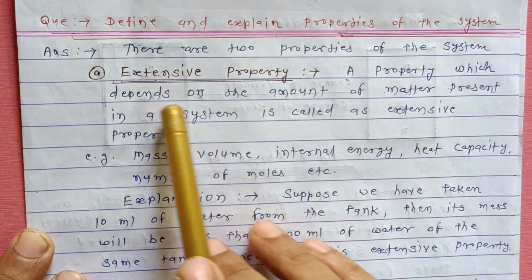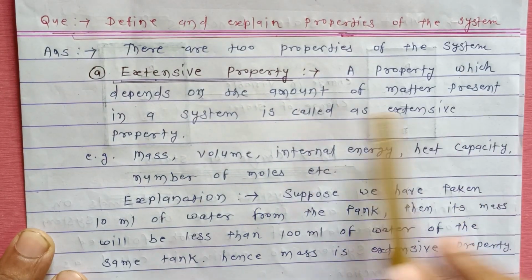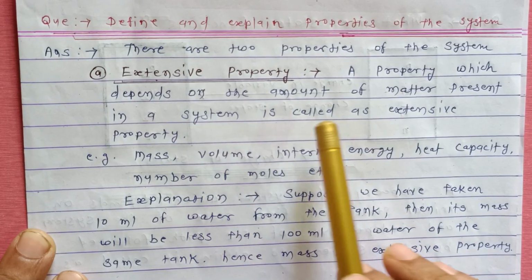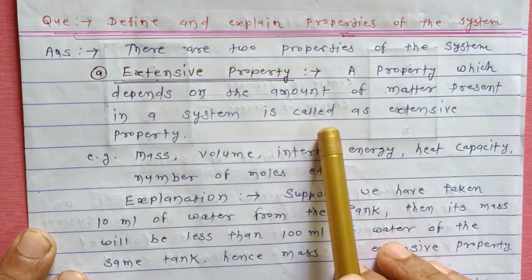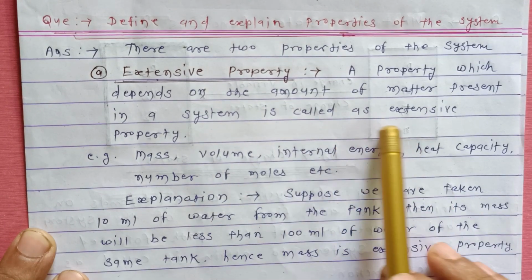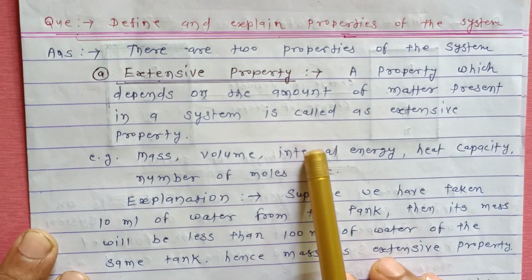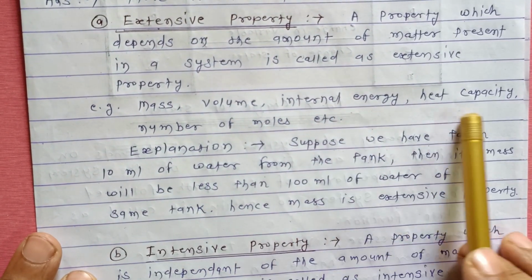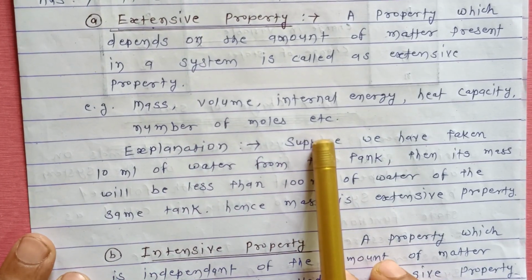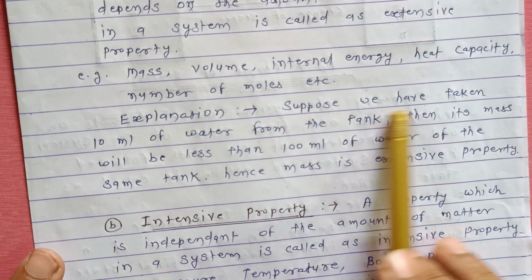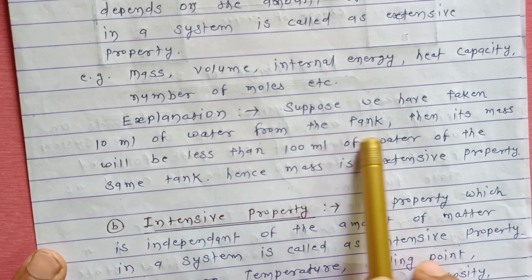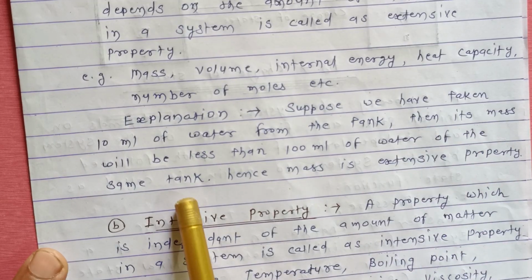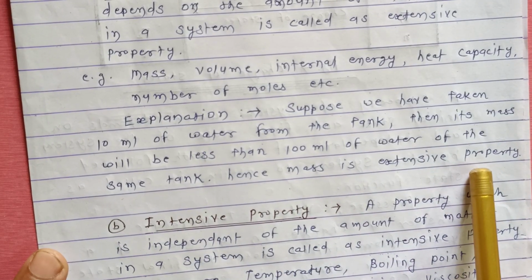A property which depends on the amount of matter present in a system is called as extensive property. Means we can consider a property which depends upon the quantity of matter present in the system, that is called as extensive property. For example, mass, volume, internal energy, heat capacity, number of moles, etc. When you consider the example of 10 ml of water from the tank, then its mass will be less than 100 ml of water of the same tank. Hence, mass is an extensive property.